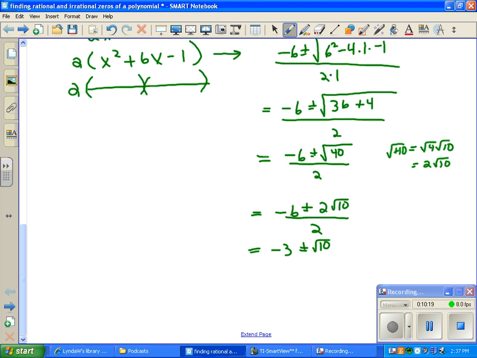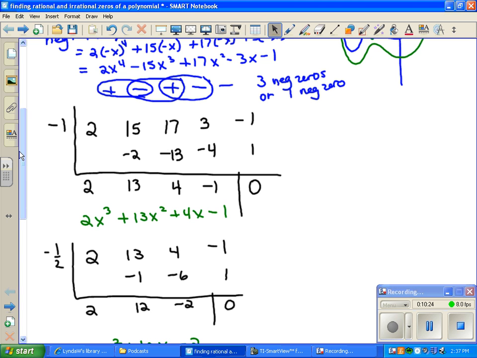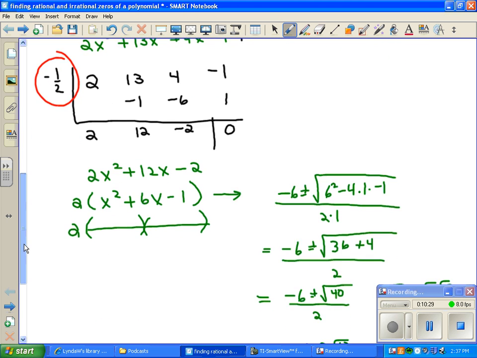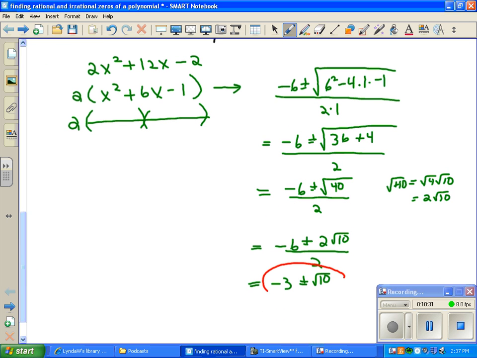Okay. So now, backing up, I've got solutions negative 1, negative 1/2, and negative 3 plus or minus the square root of 10. And this is what I would write. The zeros, or the solutions of this polynomial. Okay, those are the exact answers. Now, you're certainly welcome to change the negative 3 plus or minus square root of 10 to a decimal, if that makes sense in your problem.